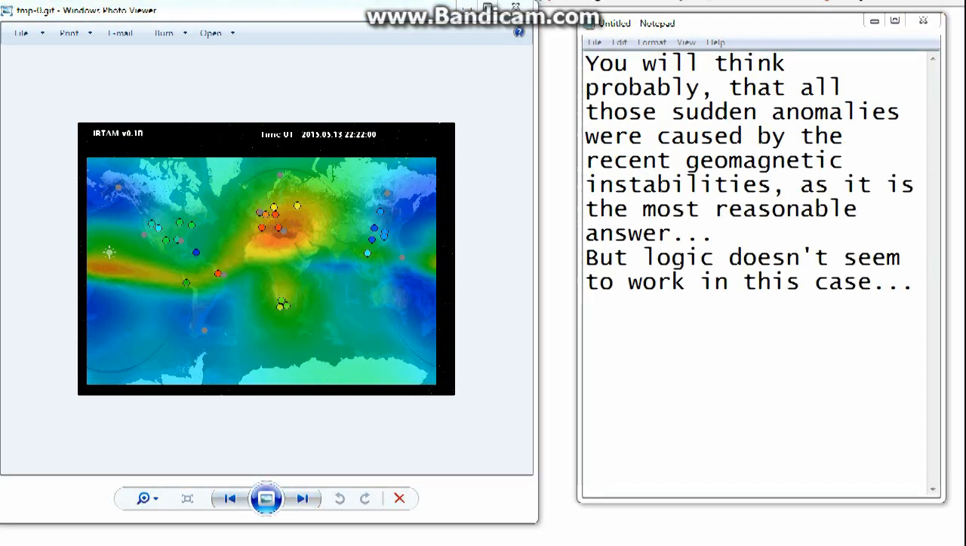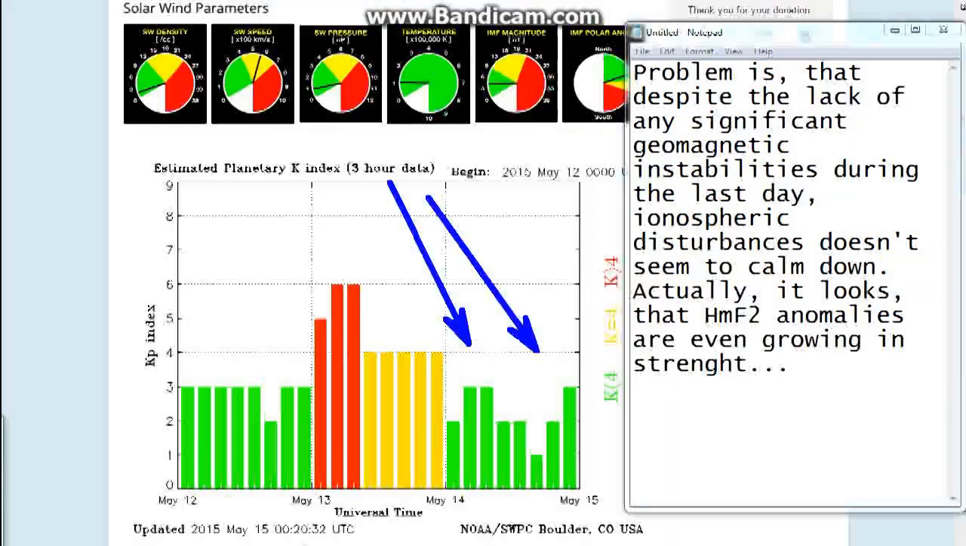You will think probably that all those sudden anomalies were caused by the recent geomagnetic instabilities, as it is the most reasonable answer. But logic doesn't seem to work in this case. Problem is that despite the lack of any significant geomagnetic instabilities during the last day, ionospheric disturbances doesn't seem to calm down. Actually, it looks that HMF2 anomalies are even growing in strength.